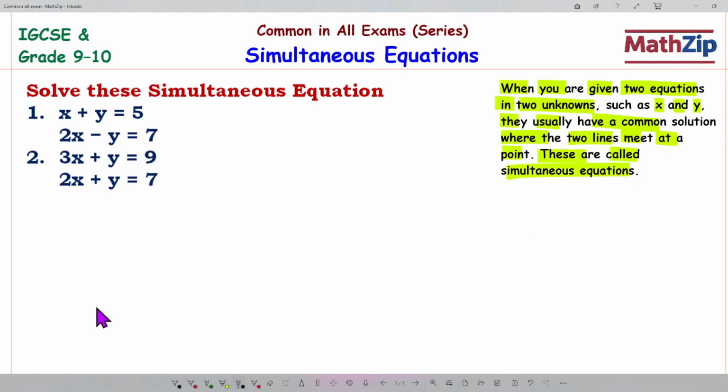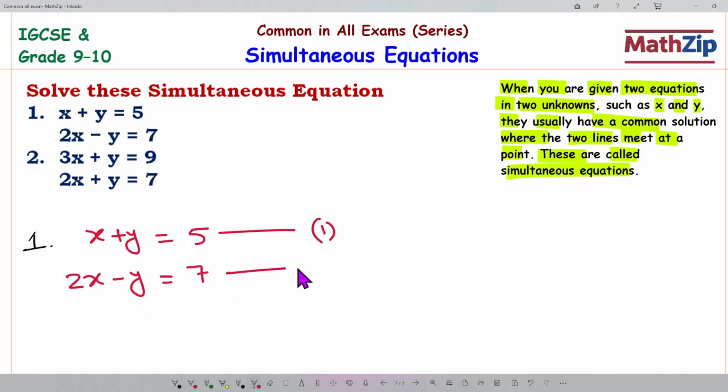So question 1: x plus y equals 5 and 2x minus y equals 7. First we have to label these. x plus y equals 5, we can denote as equation 1, and 2x minus y equals 7 is equation 2.